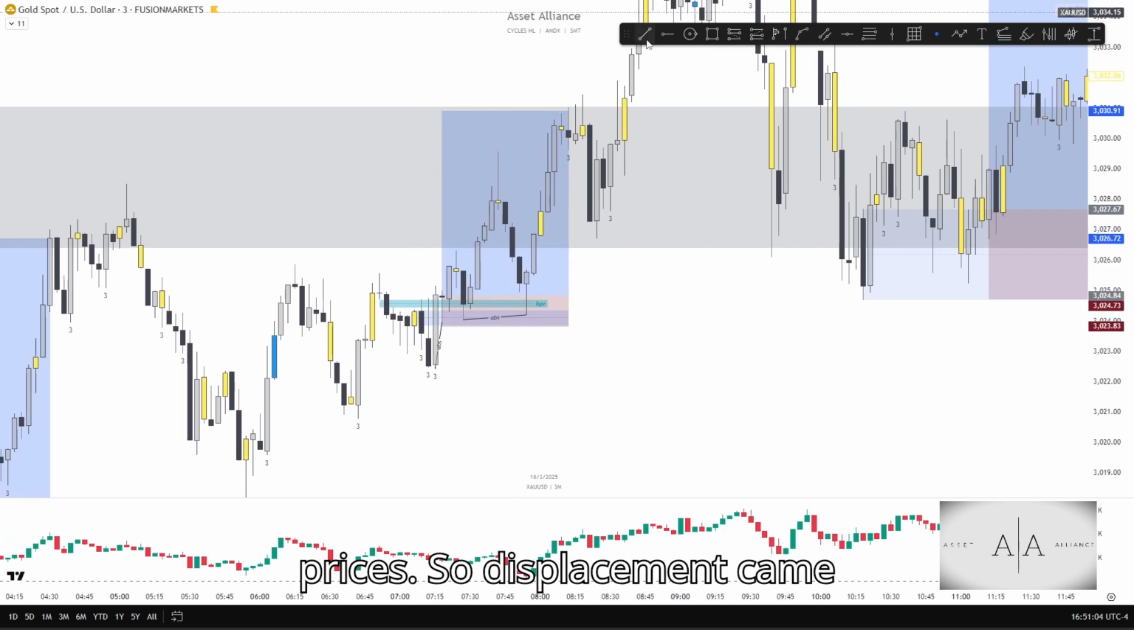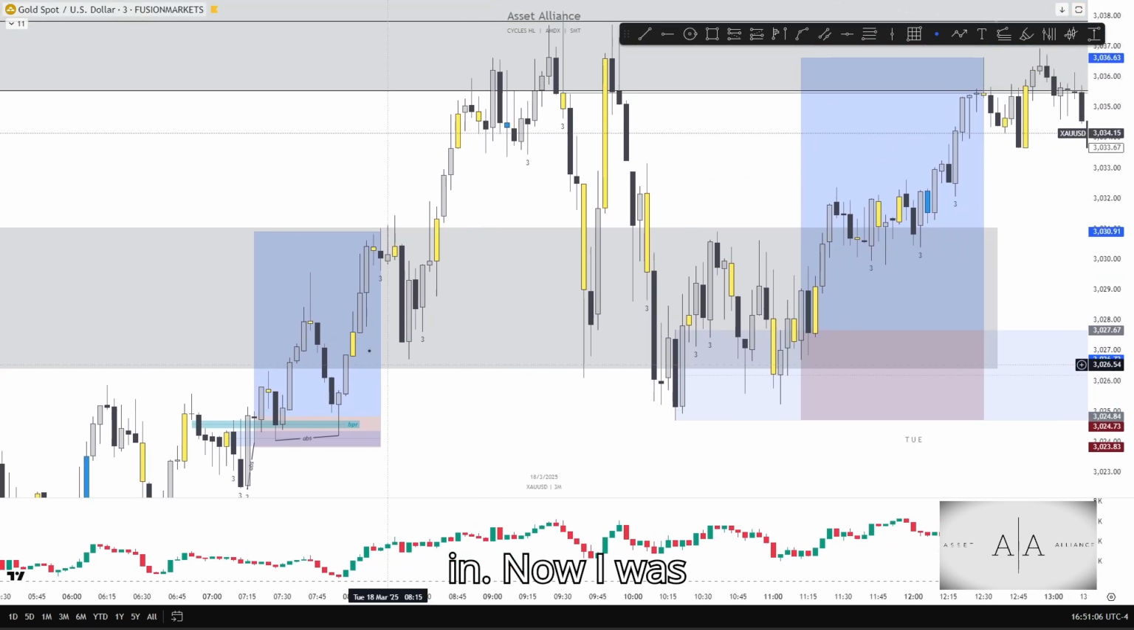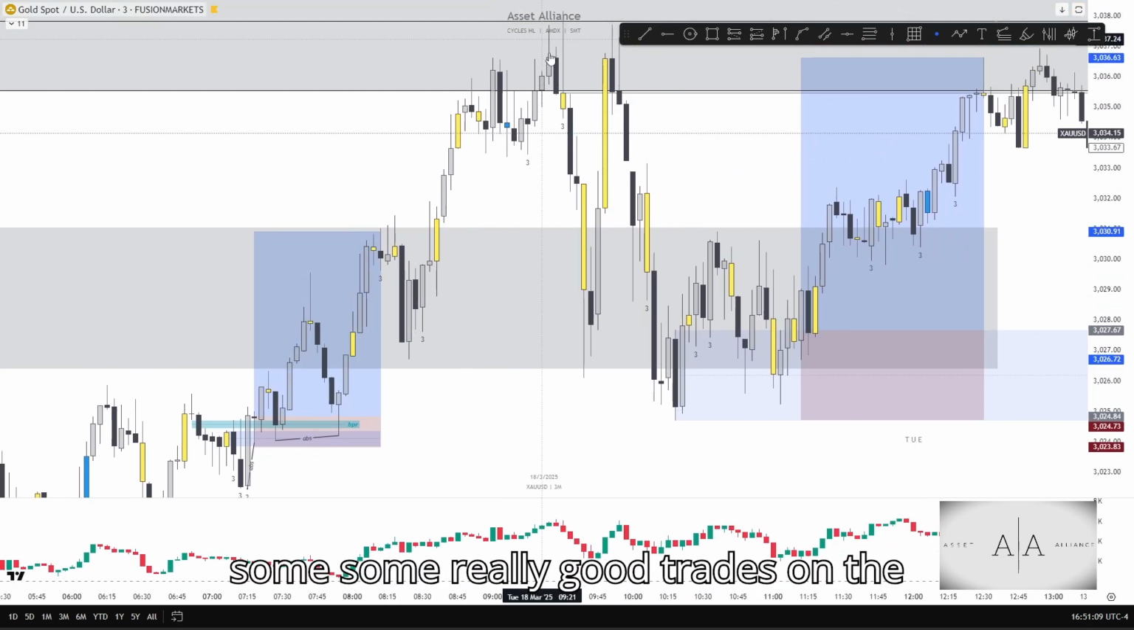So displacement came in. Now, I was out at this point. I could have gotten some really good trades on the downside and upside.